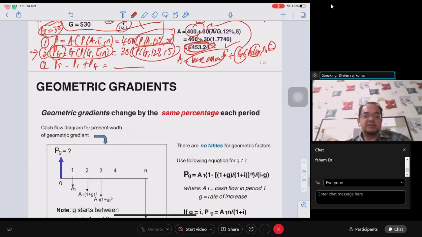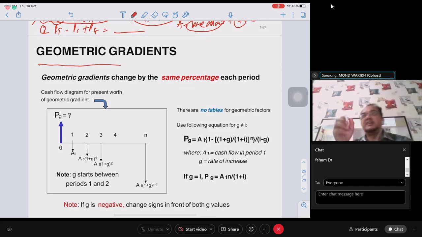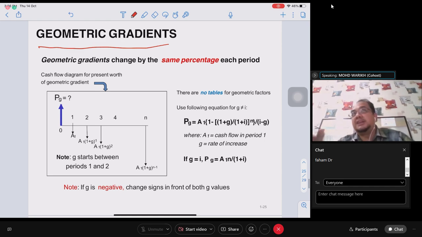So we go next, about the geometric. Just now was the arithmetic gradient. That means if you use the arithmetic gradient, you can refer to the table. But the geometric gradient doesn't exist in the table. If you refer to the table, there is no geometric gradient. That means you have to use only the formula.